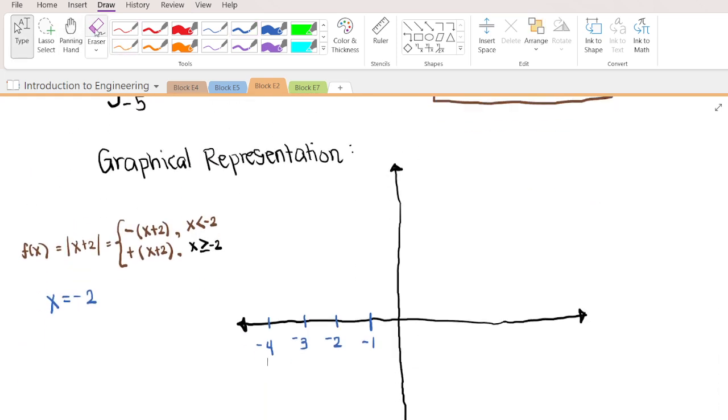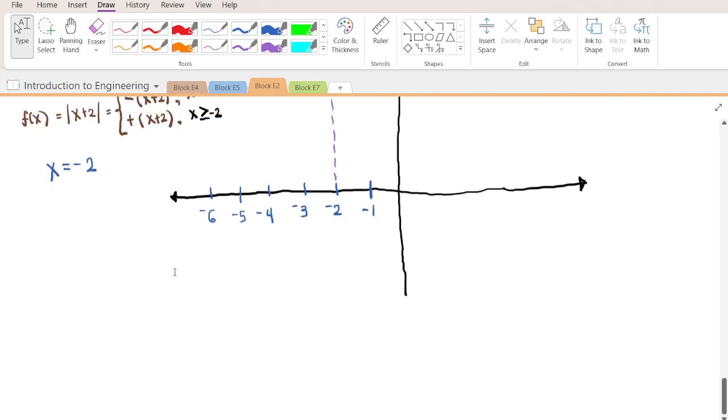So we have negative 5, and so on. So this is our boundary for the piecewise function. On the right side of x equals negative 2, we have a different function to draw. And on the left side of the absolute function, we will draw another thing.